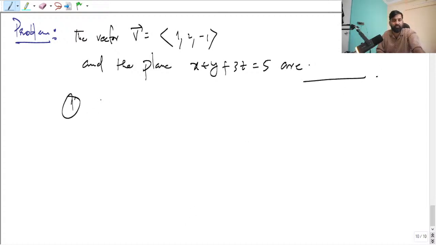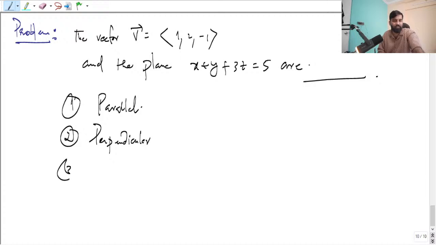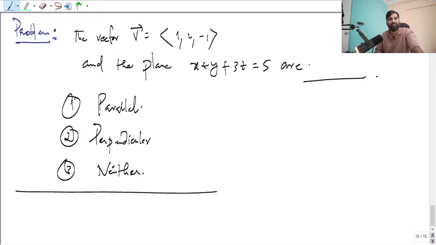You can say that the vector v and the plane are parallel, second, perpendicular, and third, neither. Are they parallel? This vector is there, and we don't know whether it is a normal vector or not. They have given some vector and some plane here, and they are asking whether they are parallel or perpendicular.